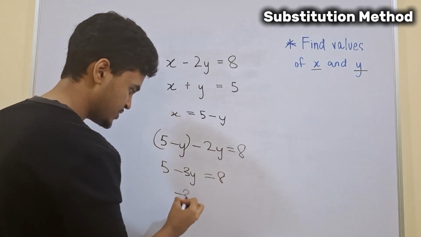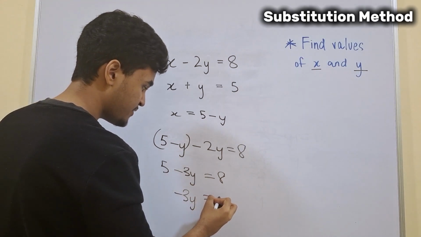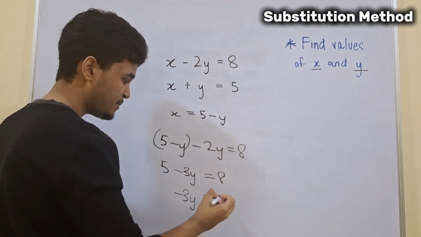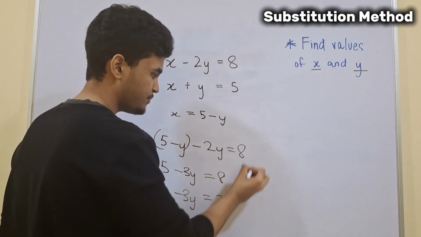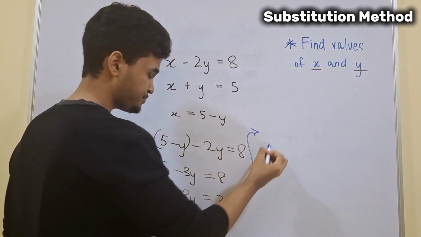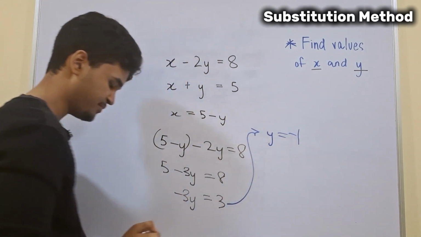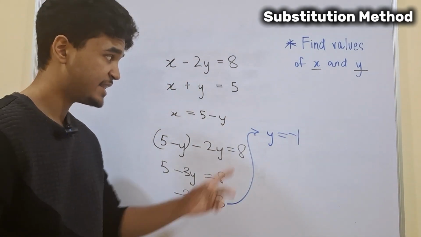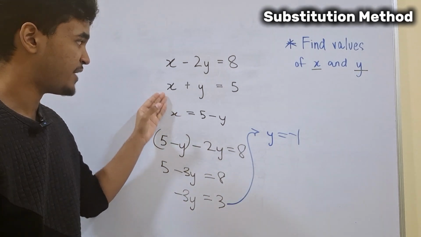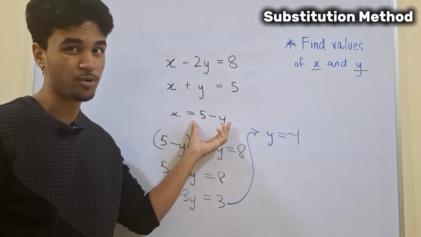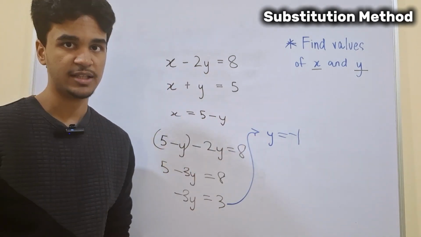So that means minus 3y equals 8 minus 5, which is 3. So that means, what is y? y is equal to -1, right? So there you have it. That's how we found the value of y. We took the value of x, put it in the form of y, and then substituted it into the first equation, and then got the answer.